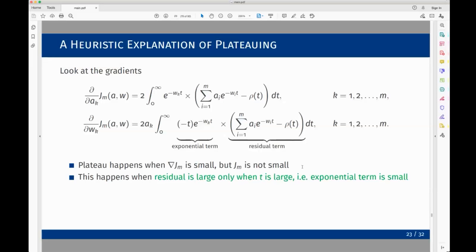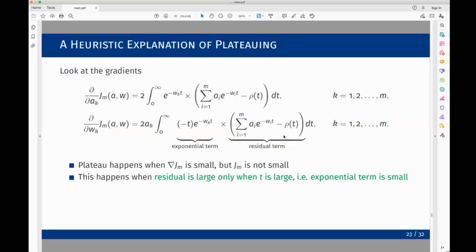Okay, so this kind of thing will happen when the residual is large only when t is large. So when t is large, then the exponential term is small. So if the residual term is only large when the exponential term is small, then their product is still very small. The total integral is very small. So the gradient is very small.